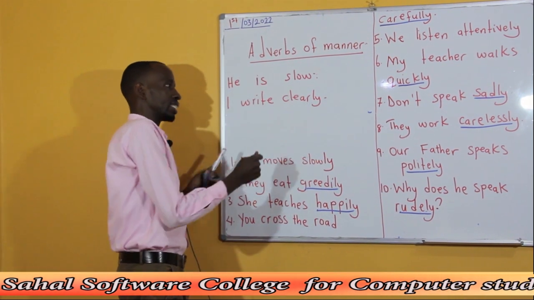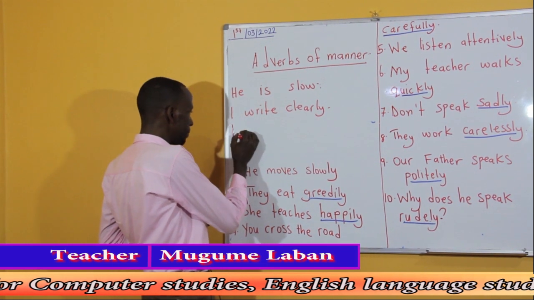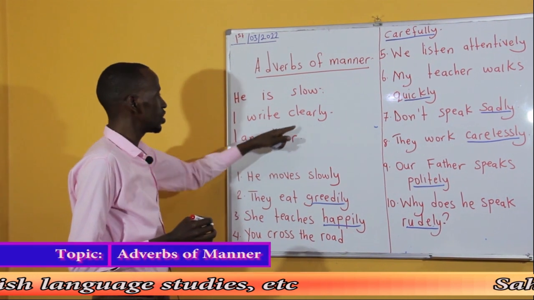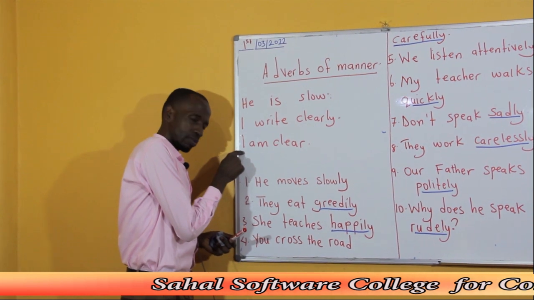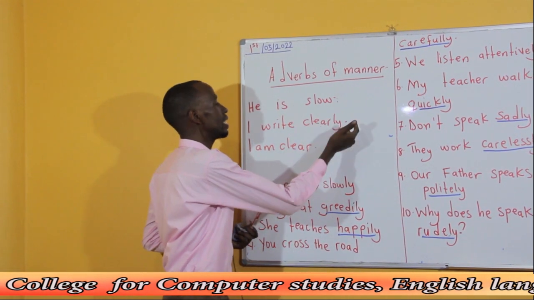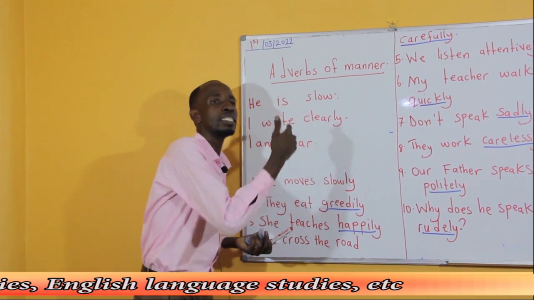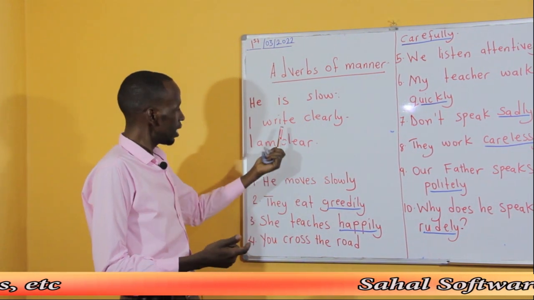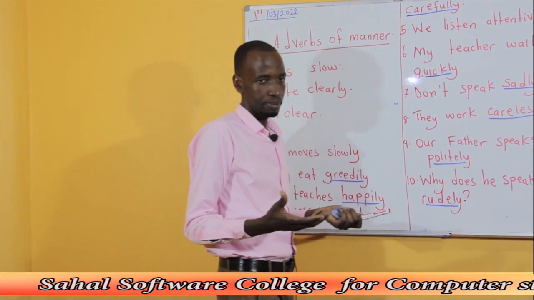Now, clearly is for what? Is for the writing. Now, I can say, I am clear. This is right. If I say I am clear, clear for this person is clear. And if I say clearly, I'm describing how this action was done, or how I do the action. That's why I said it answers the question, how.